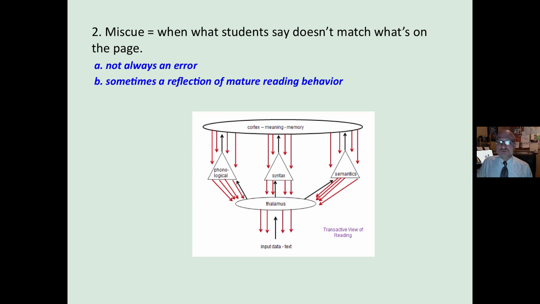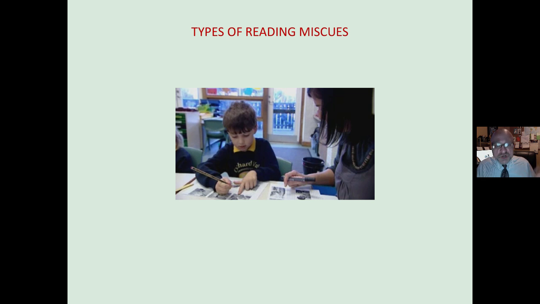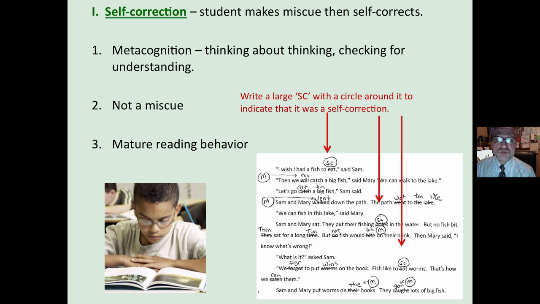A miscue is when what a student says does not match what's on the page. It's not always an error. Sometimes this reflects mature reading behavior. So the types of reading miscues: first, there is a self-correction, when the student makes a miscue and then corrects it. Metacognition is thinking about thinking or checking for understanding. This is an example of mature reading behavior, not a miscue.